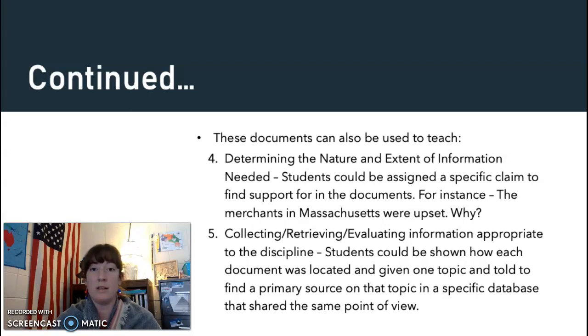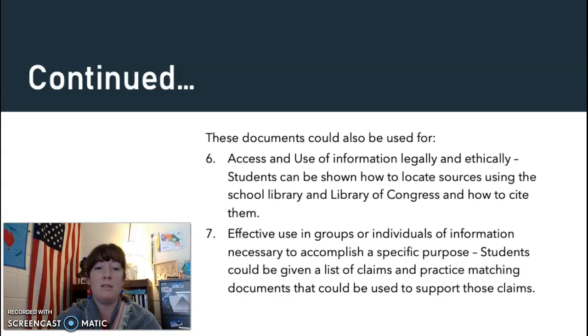Competency 5 was collecting, retrieving, evaluating information appropriate to the discipline. So for this one, what I may do is students could be shown how to locate the primary documents. So I might walk them through the process of me finding these 3 primary documents, and then after I had modeled that, I would give them a topic and a specific database on which to search for primary documents in that topic, which actually leads us to competency 6, which is access and use of information legally and ethically.